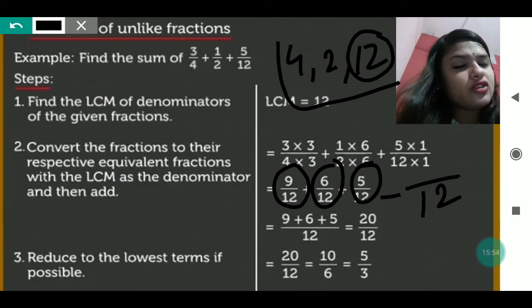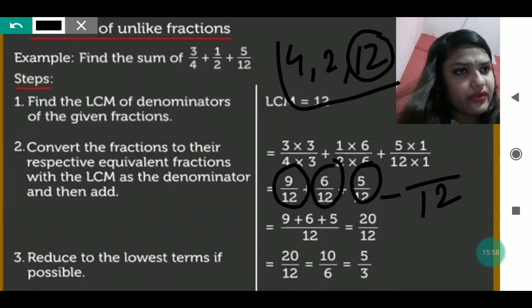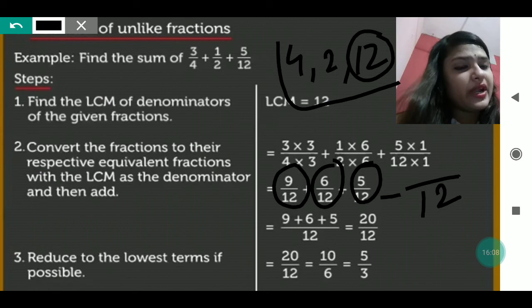Now is it easier to add 9, 6 and 5? Yes. Now that the common denominator is 12, we add the numerators 9, 6 and 5. 9 plus 6 plus 5 will be 20. So 20 by 12, because we take the sum of the numerators over the common denominator.